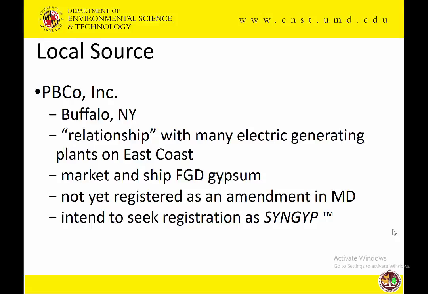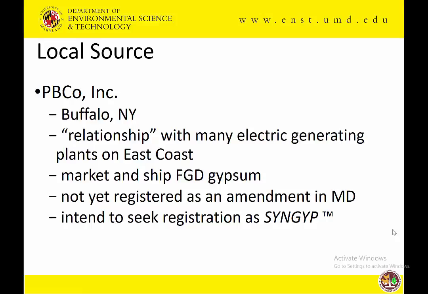But I did find out, thanks to Melissa getting an email out of the email train of the universe, that a company in Buffalo has a relationship with many of the electric generating plants on the East Coast, was how he put it to me. They're going to market and ship FGD gypsum, okay? He had no idea it had to be registered, okay? On Friday when I talked to him, although Monday he sent me an email and said, we've got an analysis, we're going to get it registered, and we're going to call it SynGyp, okay?